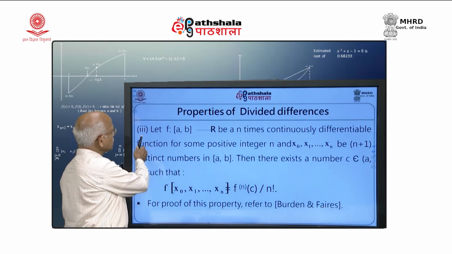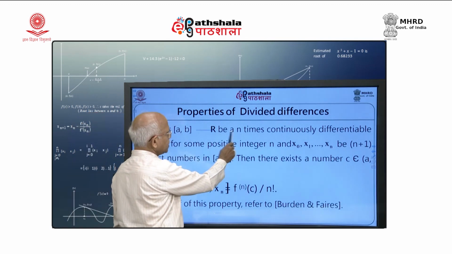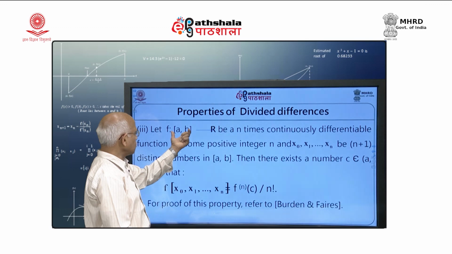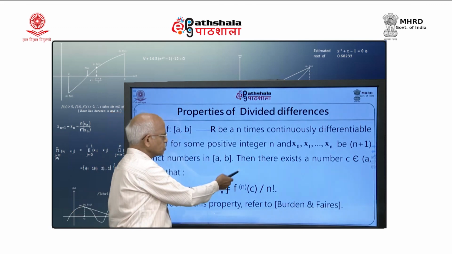So, the third property we are considering. Let f from [a, b] to R be an n times continuously differentiable function. Here we are using calculus, n times continuously differentiable, for some positive integer n, and let x0, x1, x2, ..., xn be n plus 1 distinct numbers in [a, b]. So, we have this interval [a, b] fixed, and I am taking n plus 1 distinct nodes in the interval [a, b], for some positive integer n.